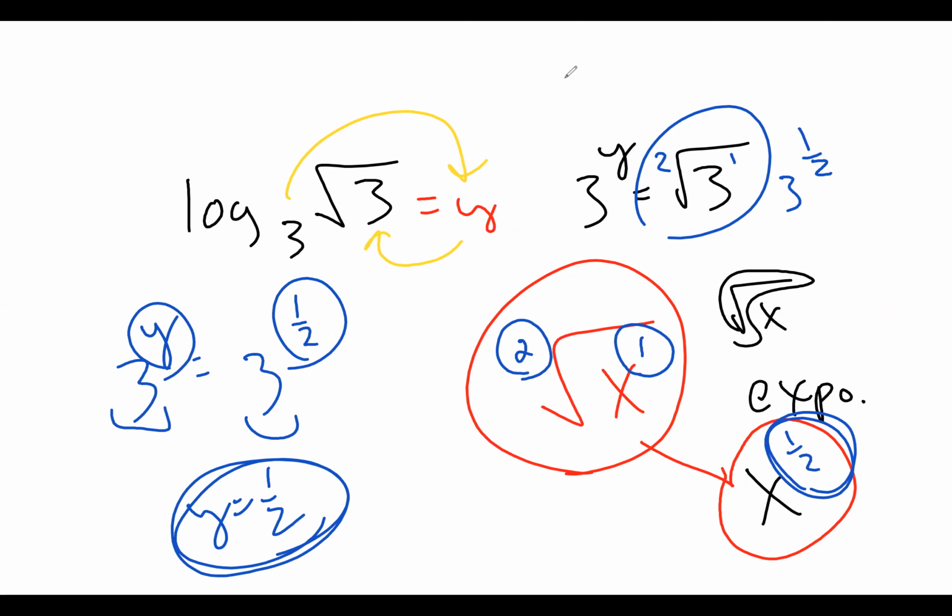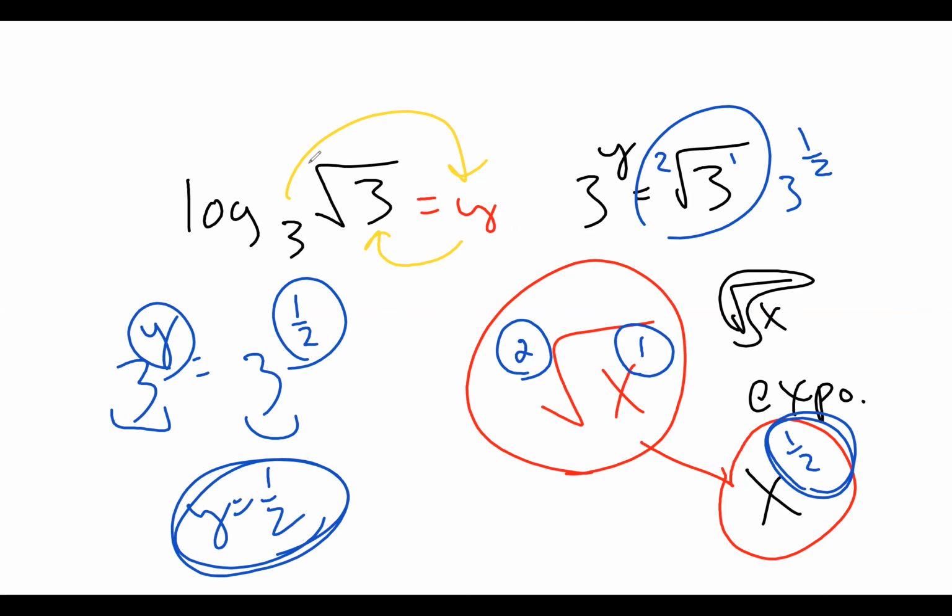So whenever you see the square root, whatever you have under the radical, you just know that it's that to the 1/2. So if you have a square root, y is always going to equal 1/2? No. Okay, so watch.